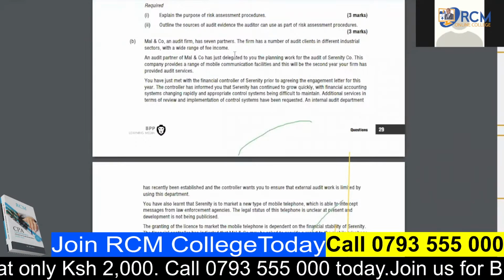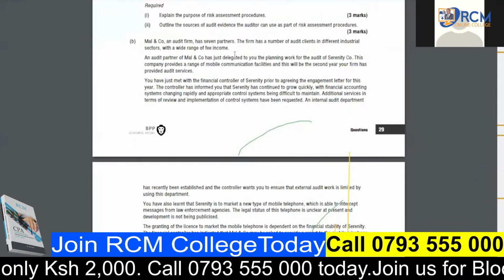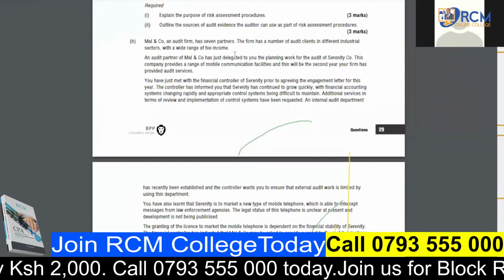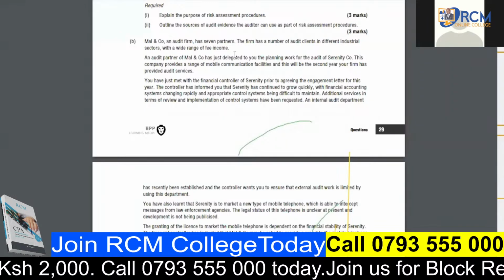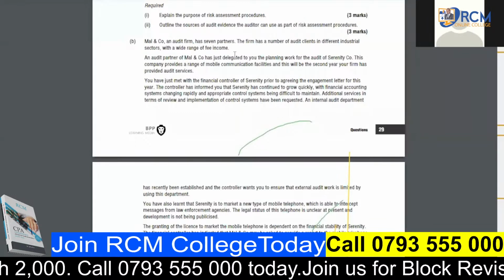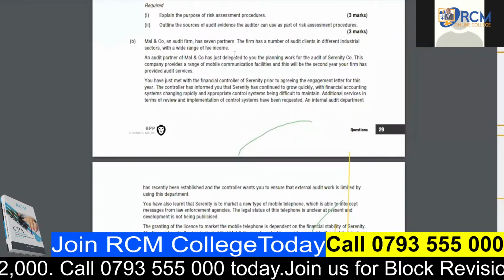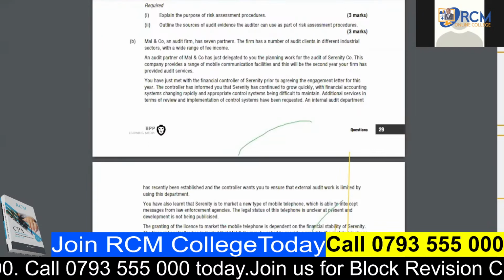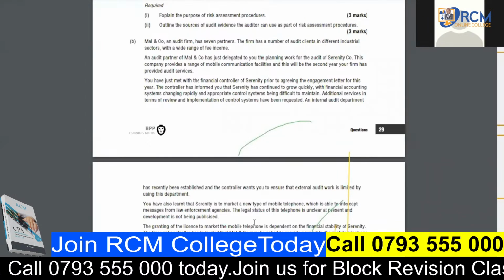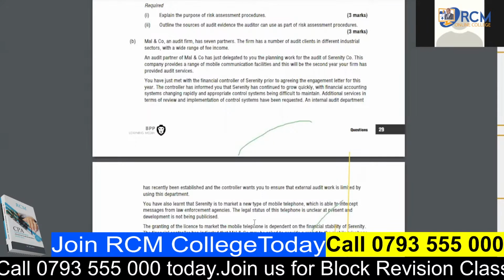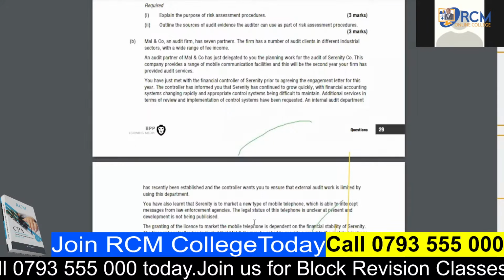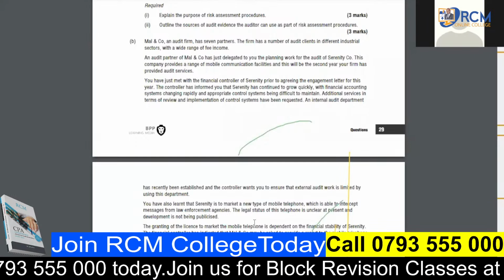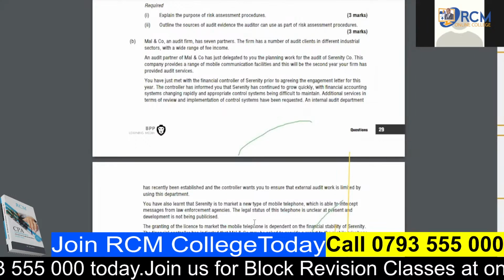Let's go very fast, even at a much higher level. Much higher level. Contingency fees factor, scope of work, integrity of directors, financial difficulties, independence issue of the auditor.